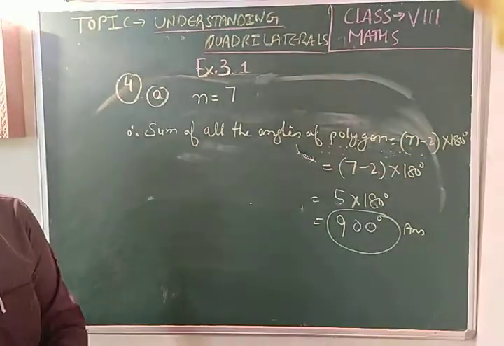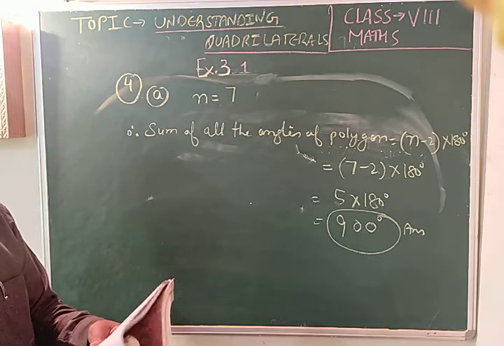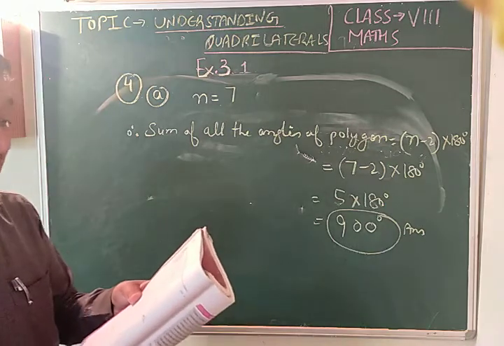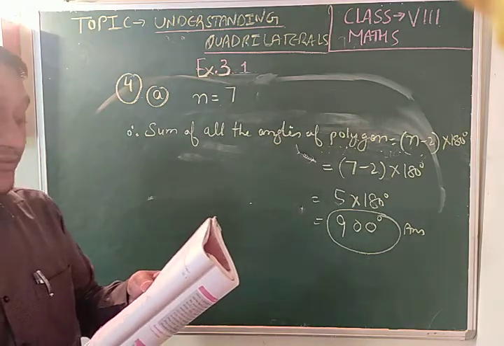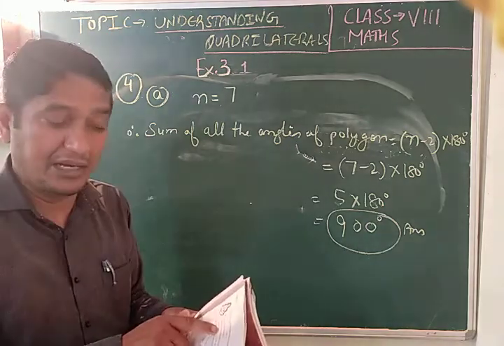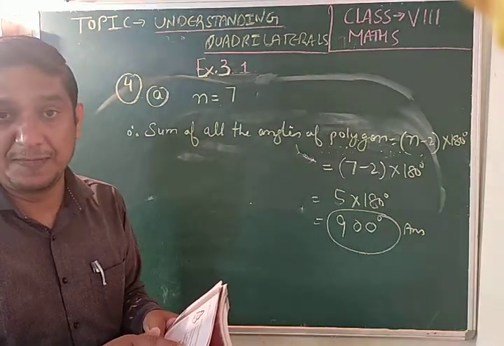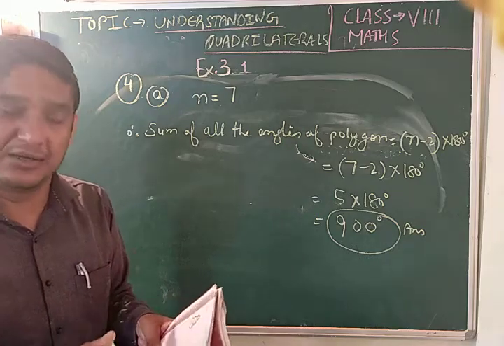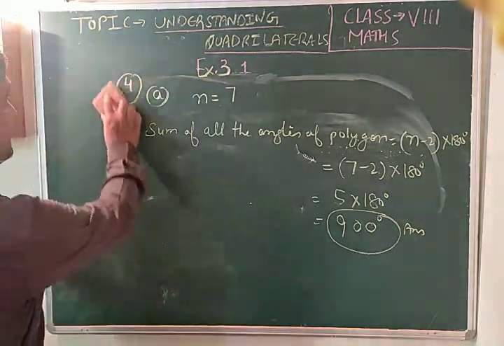Next children, question number 5. Question number 5 is what? What is a regular polygon? State the name of a regular polygon of 3 sides, 4 sides and 6 sides. Children, this we have done in the introduction portion, where we learned about the regular polygon. So we will do it again, no problem.